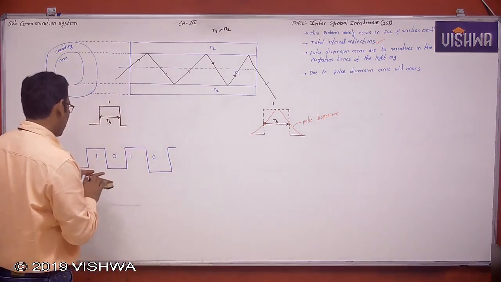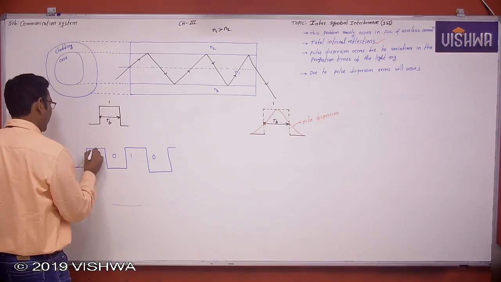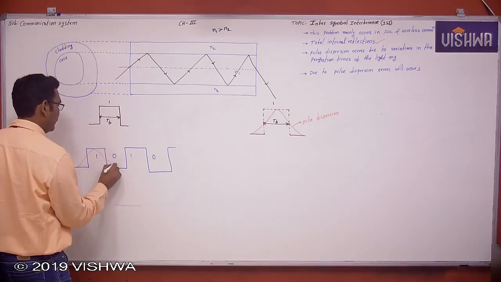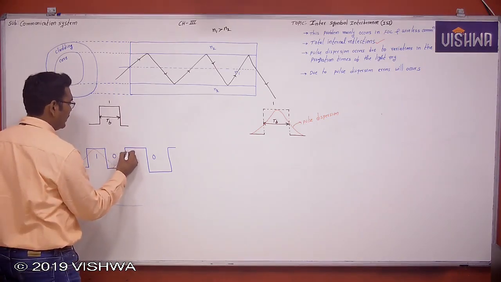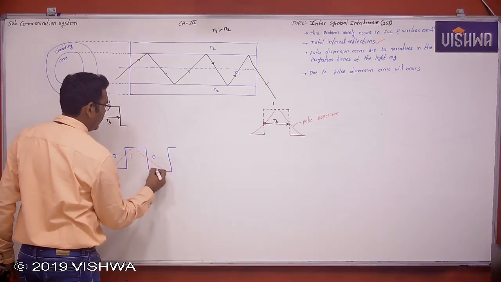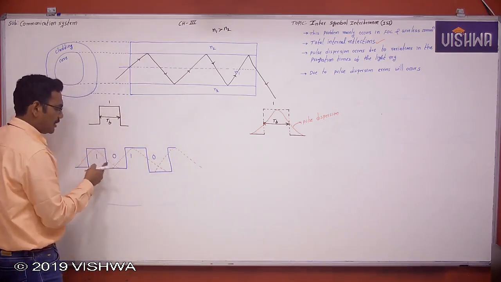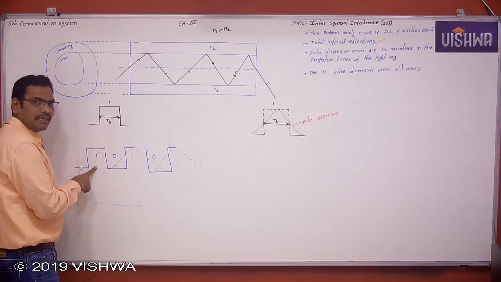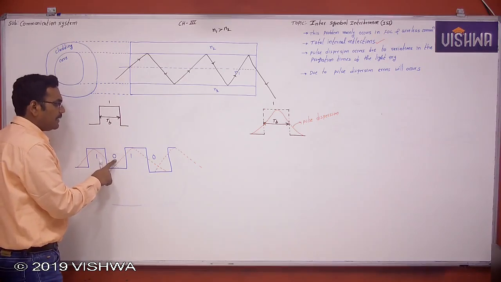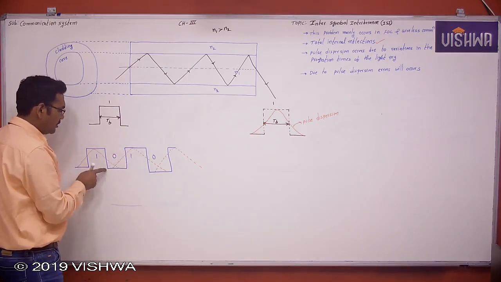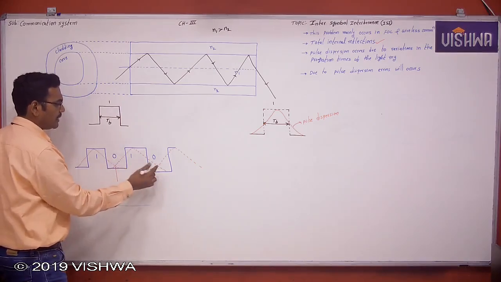Now due to this pulse dispersion, what happened? The first symbol, the first bit, is spreading, and it will enter into another bit. This pulse is spreading into the other side, and this pulse is spreading into the other side. Due to this pulse dispersion, one binary symbol interferes with another binary symbol. Actually this is the duration of TB, but it is extended up to here.